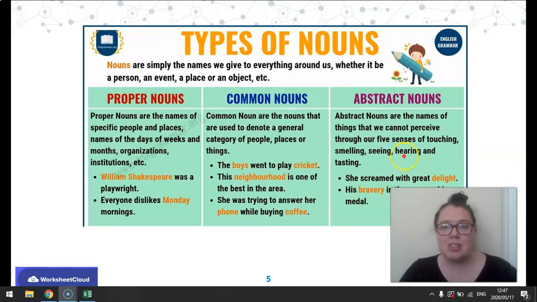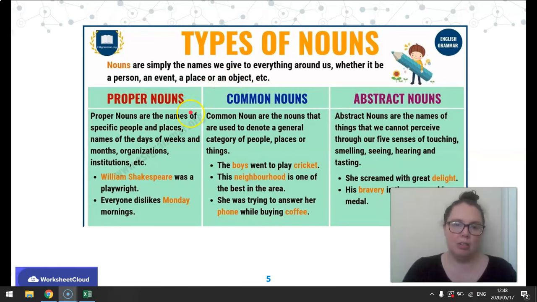Abstract nouns, this is now when you can't perceive it through your 5 senses. It's more of a feeling or some type of verb that is not being used as a verb. It's being used to name something. So you can be brave, but if you play bravery, that is an abstract noun. Delight, love, hate, friendship, all abstract. You can't put it in a box.